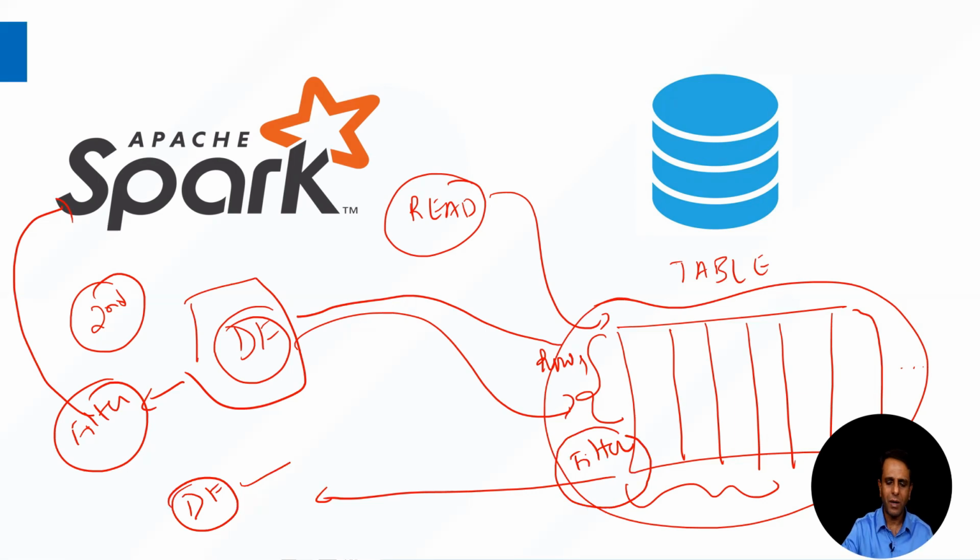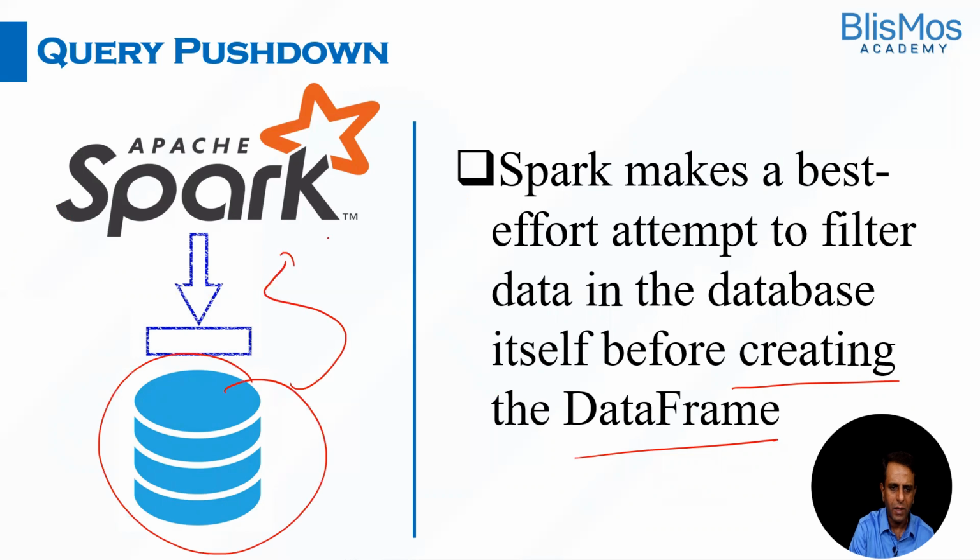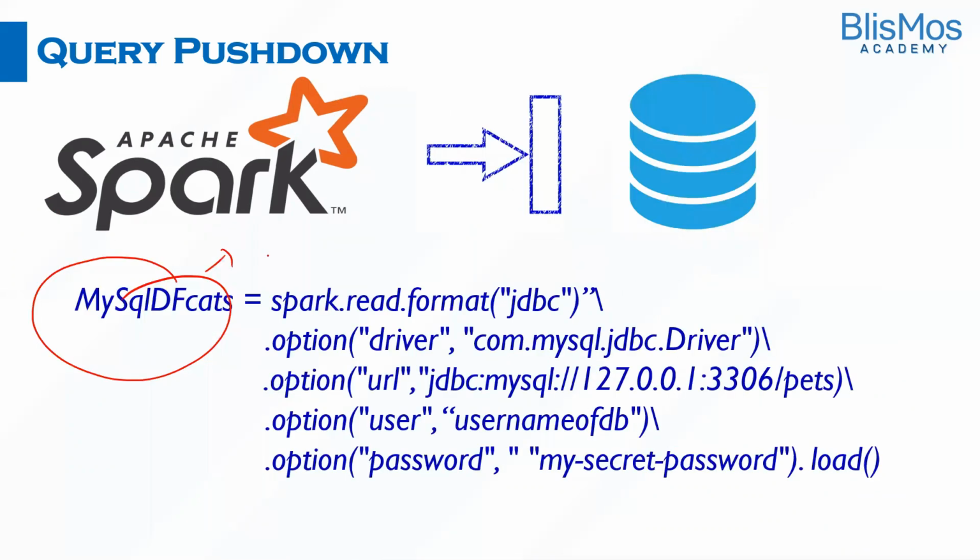Now, what Spark does is, it makes the best effort to filter the data in the database itself before creating the data frame. Spark understands when you want only specific rows and specific columns, instead of reading all the columns and all the rows into the data frame and further filtering that, Spark will attempt to filter the data at the database level, then create a data frame. Let us understand this with an example.